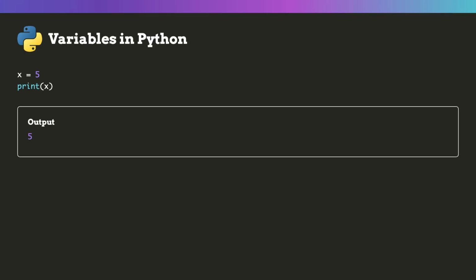Let's create a simple variable. Here, we assign the integer 5 to the variable x. x holds the number 5. When we print x, Python retrieves the stored value and prints it to the screen.